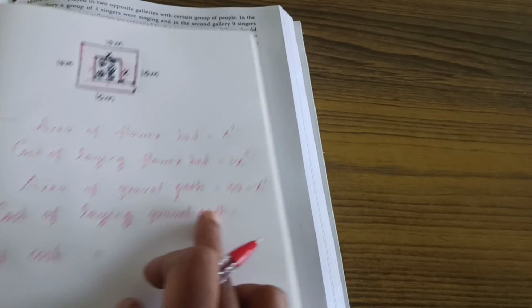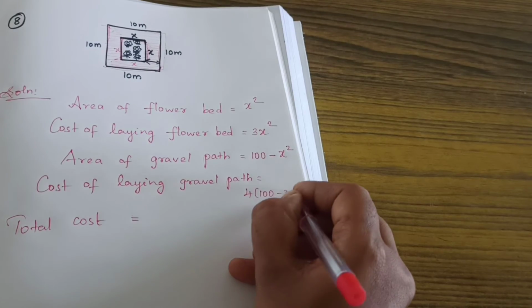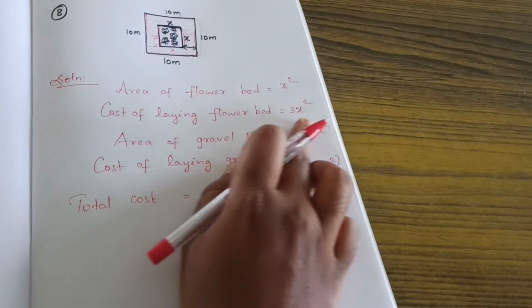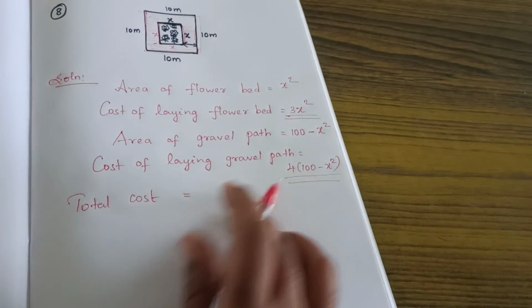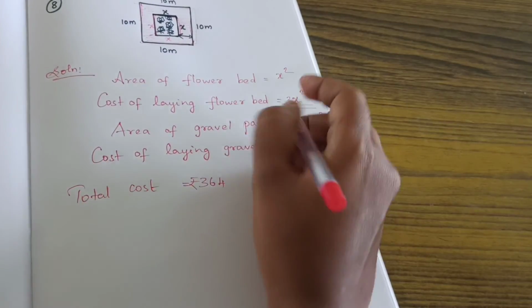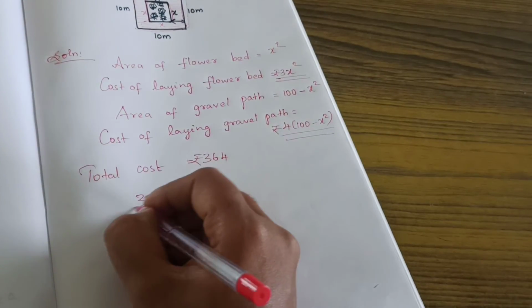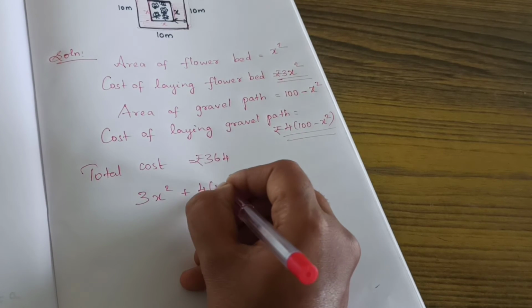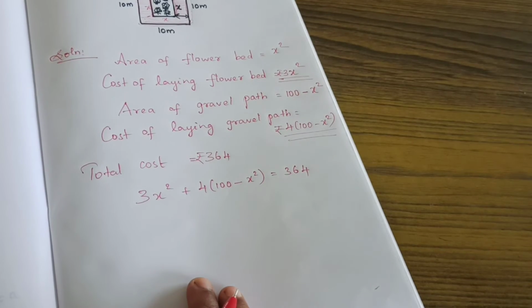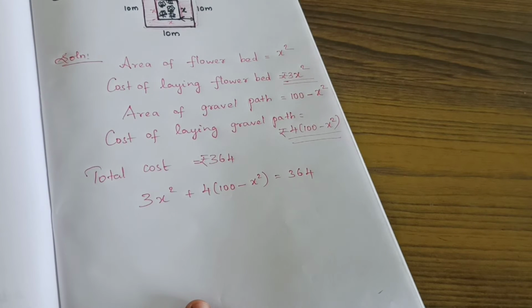The cost of laying the gravel path is 4 rupees per square meter. So here 4 into (100 minus x square). What is the total cost? 364. So this cost plus this cost gives 364, so the total cost is 364 rupees. Then 3x square plus 4 into (100 minus x square) is equal to 364. If we solve this, we will easily get the x value, and we can get the gravel path length also.